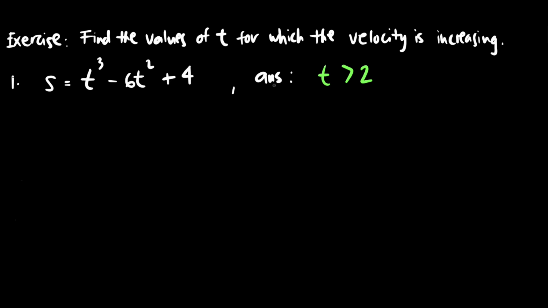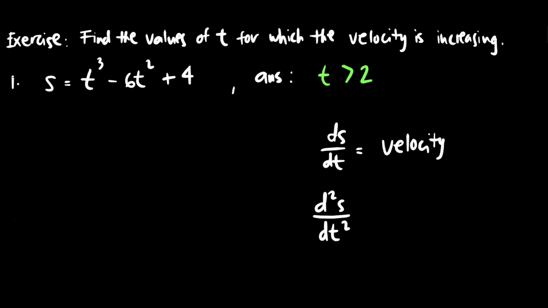For this rectilinear motion exercise, find the values of t for which the velocity is increasing. So for number 1, s is equal to t cubed minus 6t squared plus 4. When we talk about velocity, ds over dt is just equal to the velocity, and the second derivative, d squared s over dt squared, is just the acceleration.